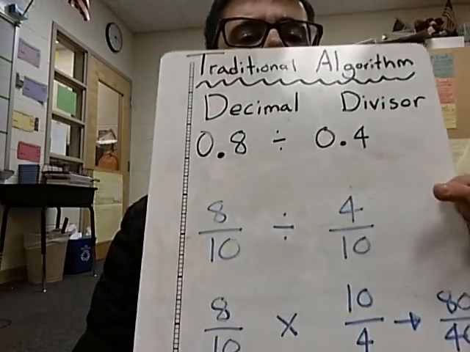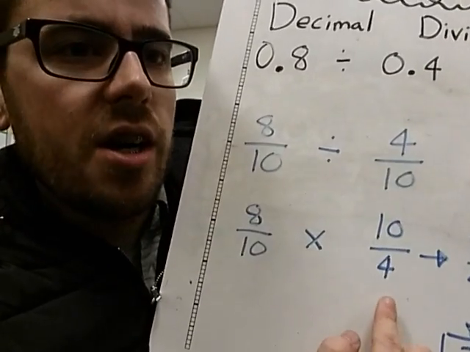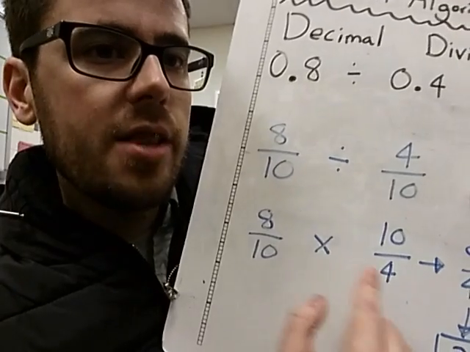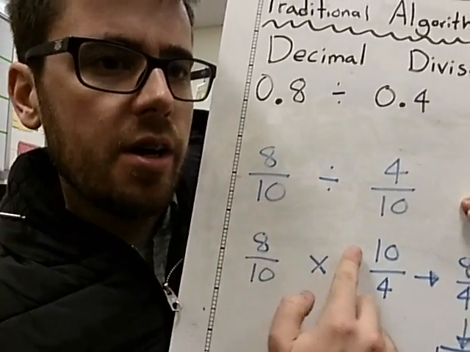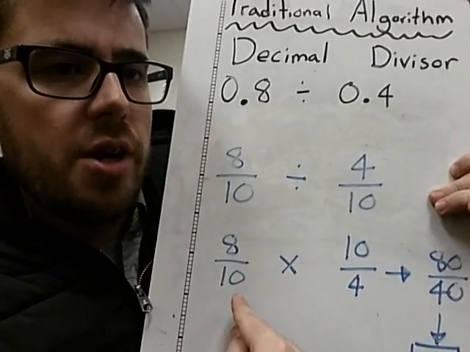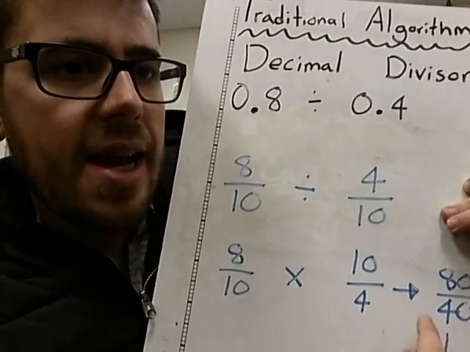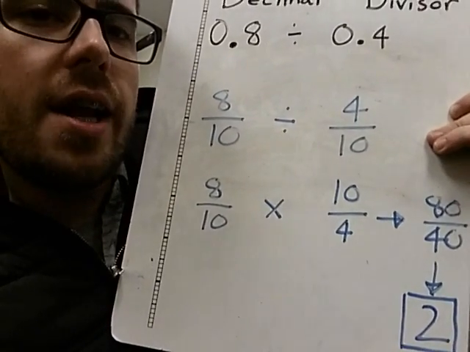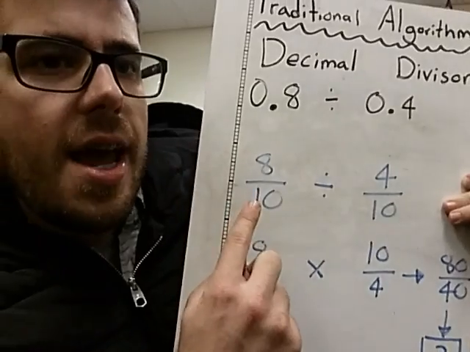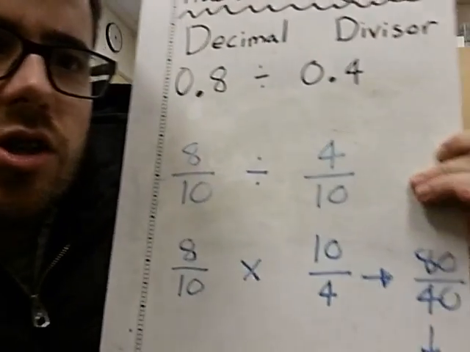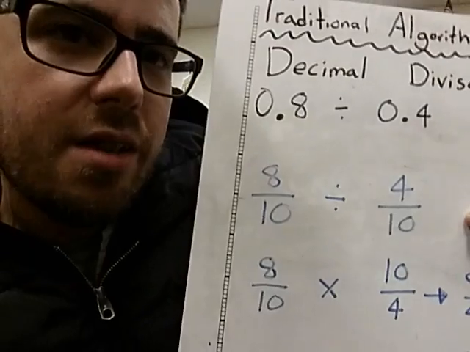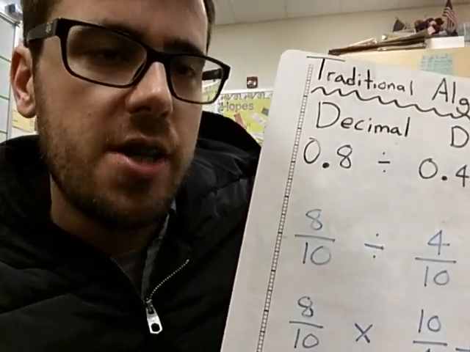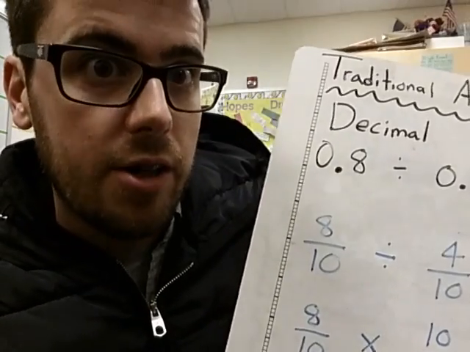So here's what we do. We go down here. Our divisor is the one that we flip. We flip our divisor. Then we go ahead and multiply our numerators. We get 80. We multiply our denominators, we get 40, we get 80/40ths, and when we simplify, oh my gosh, we get a whole 2. 8/10 divided by 4/10 is 2. That's wacky. It's bigger than both my dividend and my divisor. But remember, that's the strangeness of dividing decimals and fractions, okay?